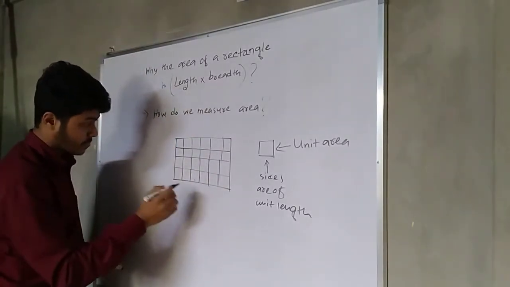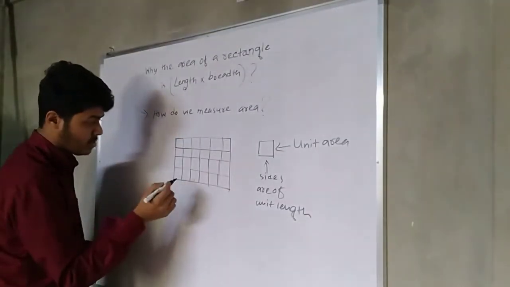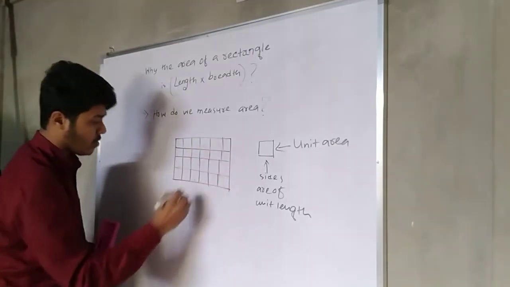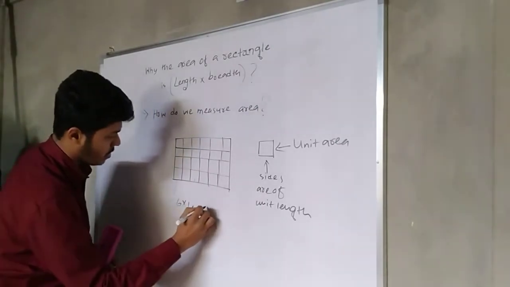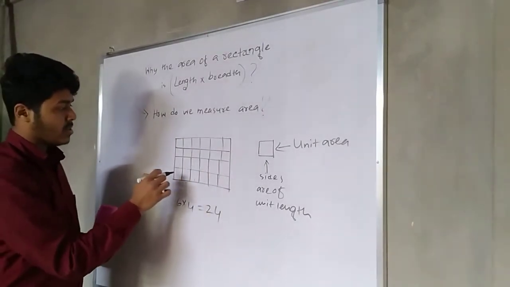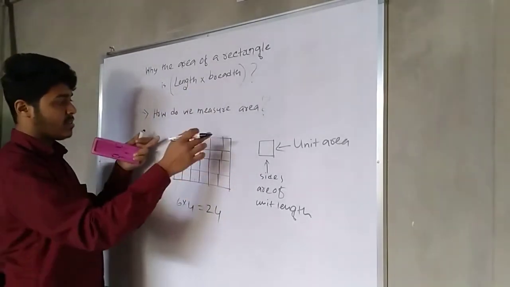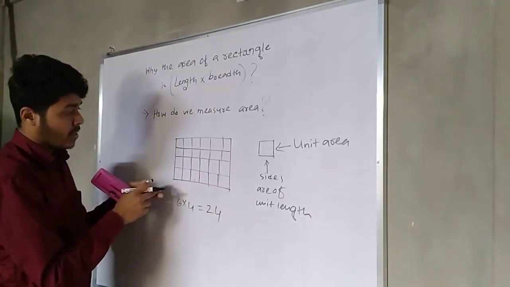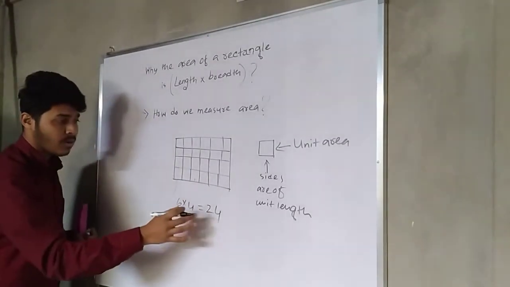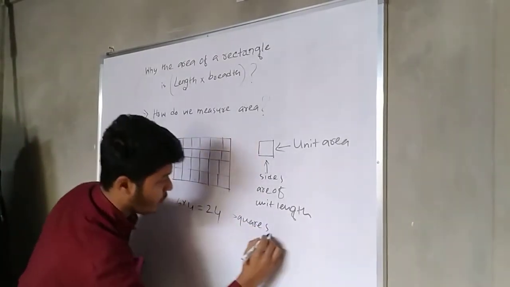Now how many squares are there? I'm gonna just measure that first. 1, 2, 3, 4, 5, 6, and there are 1, 2, 3, 4 rows. So 6 times 4, which is what, 24, right? So there are 24 squares. We needed 24 squares to completely fill this rectangle. So we say that the area of the rectangle is 24 small squares of unit length.